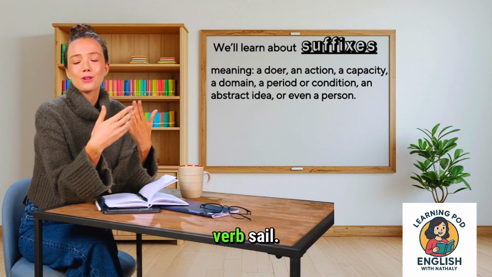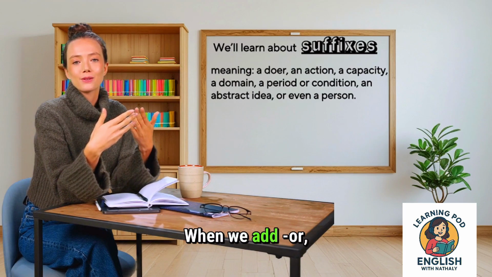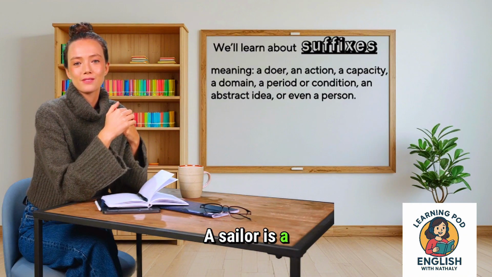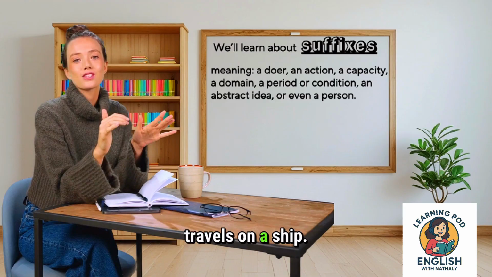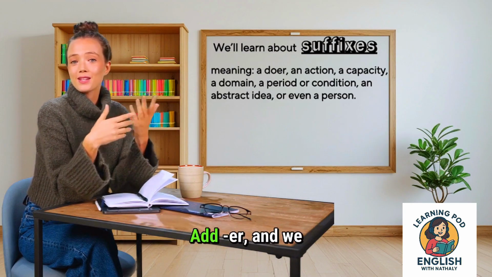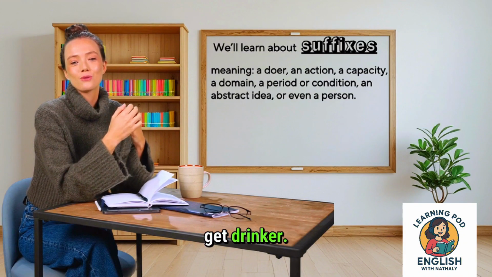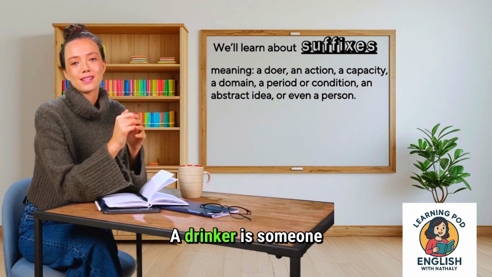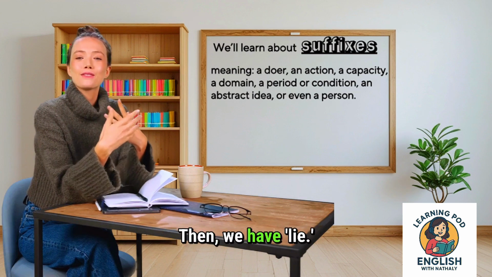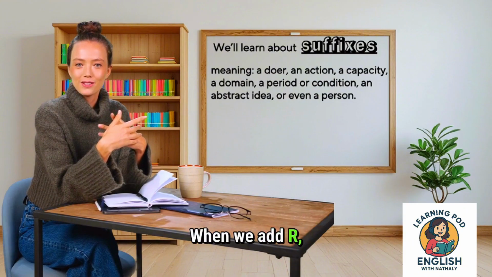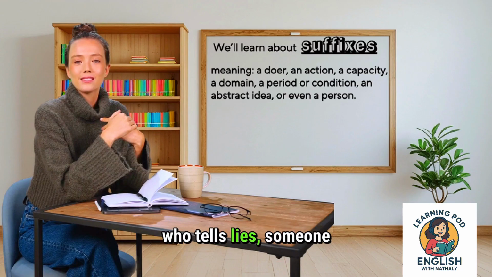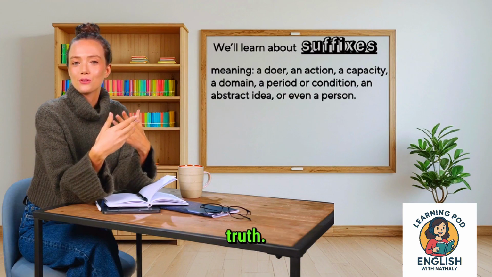Now, look at the verb sail. When we add or, it becomes sailor. A sailor is a person who works or travels on a ship. The next one is drink. Add er and we get drinker. A drinker is someone who drinks alcohol or any beverage. Then we have lie. When we add ar, it becomes liar. A liar is a person who tells lies, someone who doesn't tell the truth.